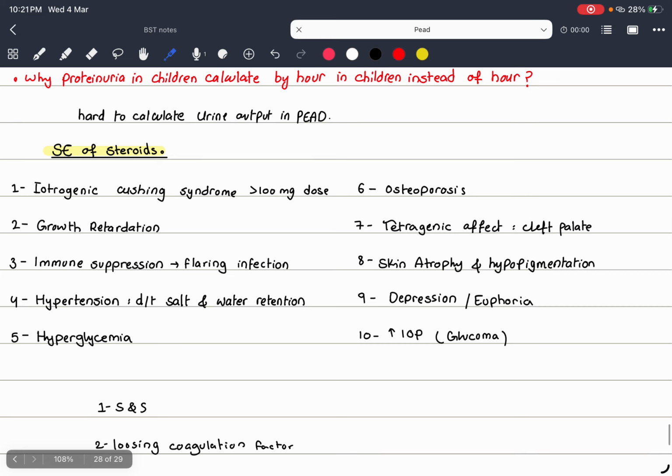Moving on to side effects. The most important one in children is poor growth, growth retardation. And then iatrogenic Cushing syndrome, if it's not managed well, if you give more than 100 milligram, that's why we go for 60. And then immune suppression, flaring infection, recurrent infection, because the main effect is anti-inflammatory and immune suppression. Hypertension due to salt and water retention; that's why you sometimes give diuretics if there's edema.